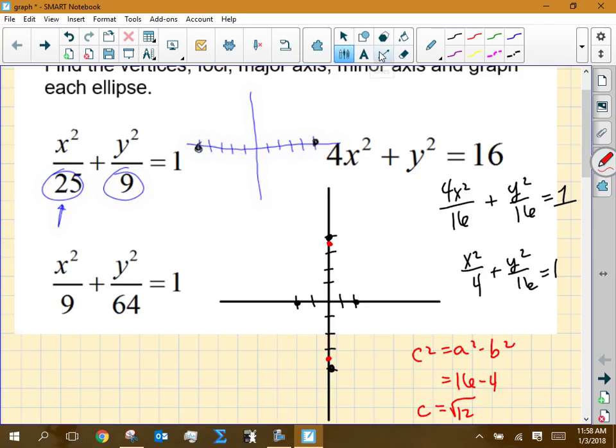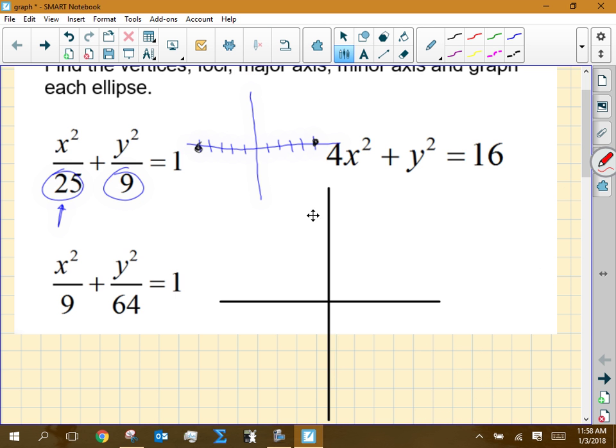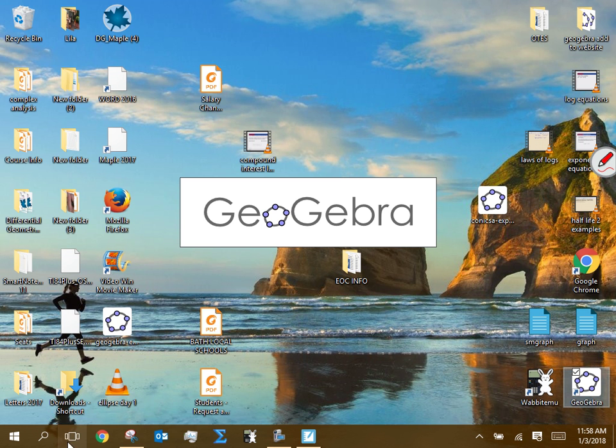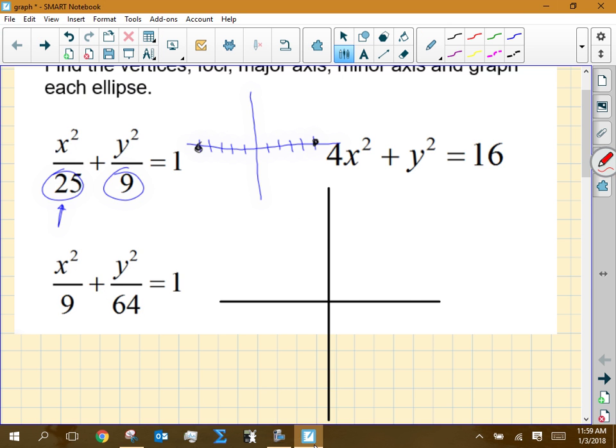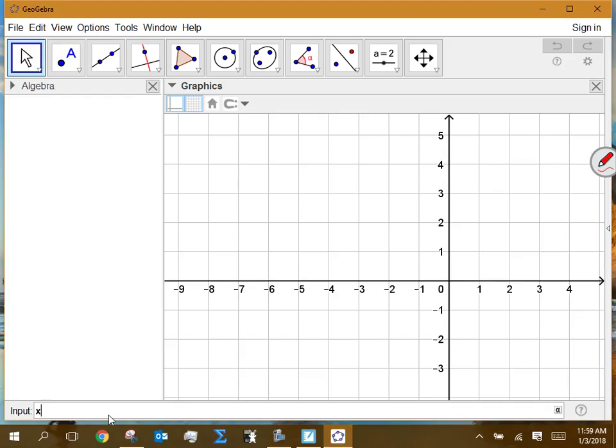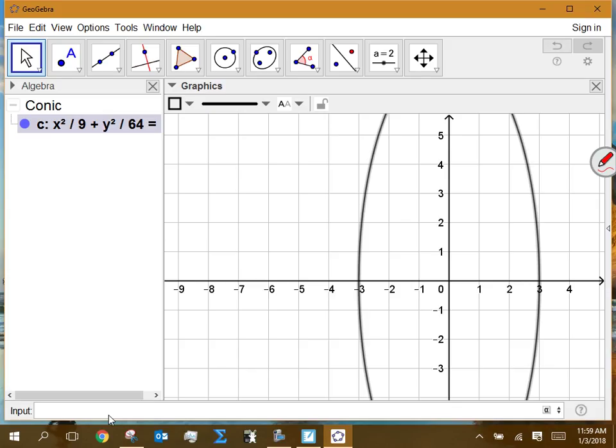If I ever want to move an ellipse, I'll just show you this with GeoGebra real quick. Let's say we use this ellipse here, x squared over 9 plus y squared over 64 equals 1. Okay, so we get that.